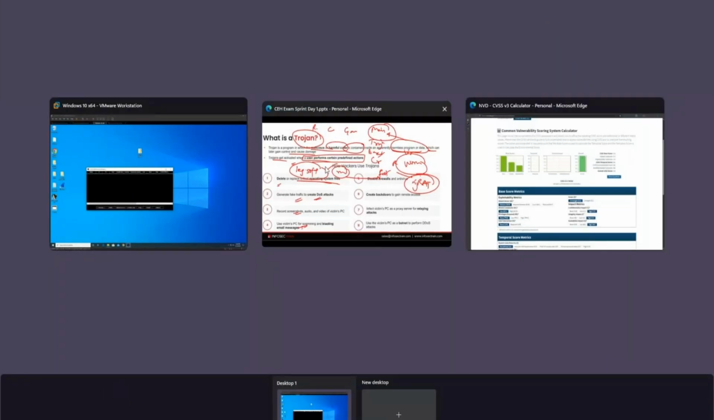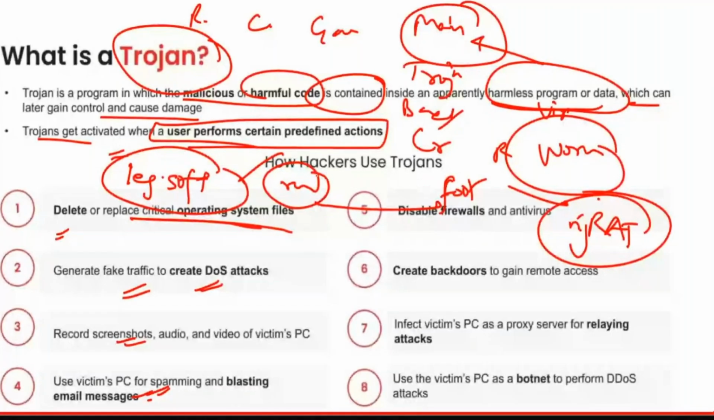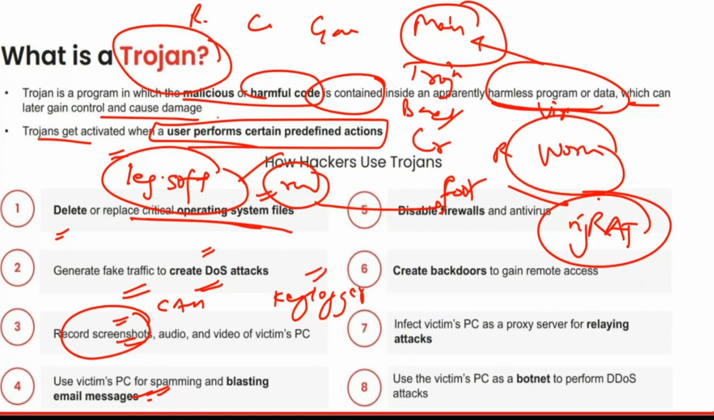You can delete the operating system, you can create DOS attacks, you can record the camera, you can take screenshots, you can keylog all the keystrokes that the victim might be typing. So that is the Trojan we are having, to get remote access to a compromised system. And that is the fourth stage, that is maintaining the access.